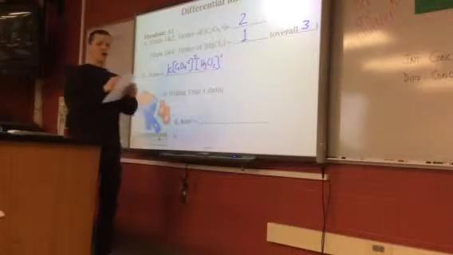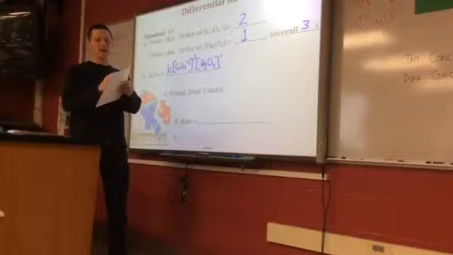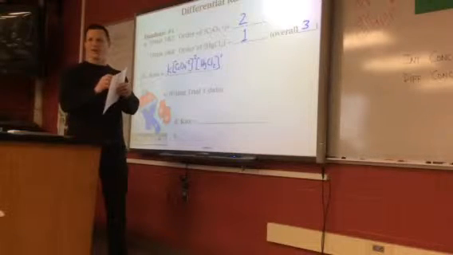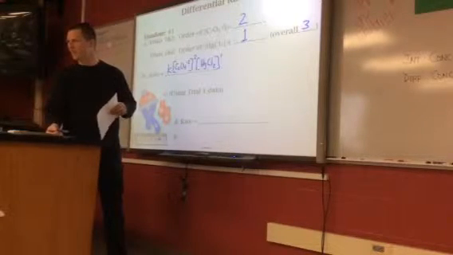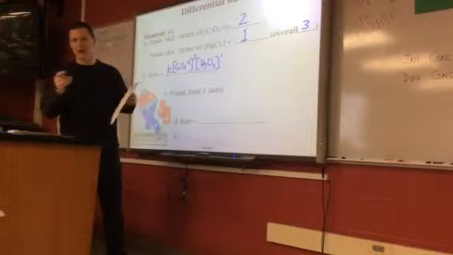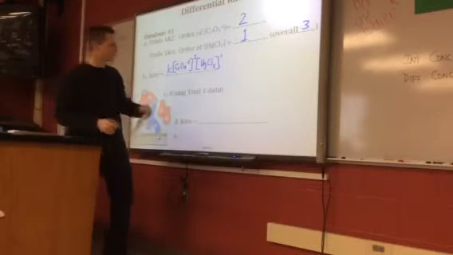I choose trial 1. And you'll notice trial 1 has 0.1 and 0.1 for the concentration. The numbers are just the easiest in trial 1. You could use any trial. I always just look for the easiest numbers.